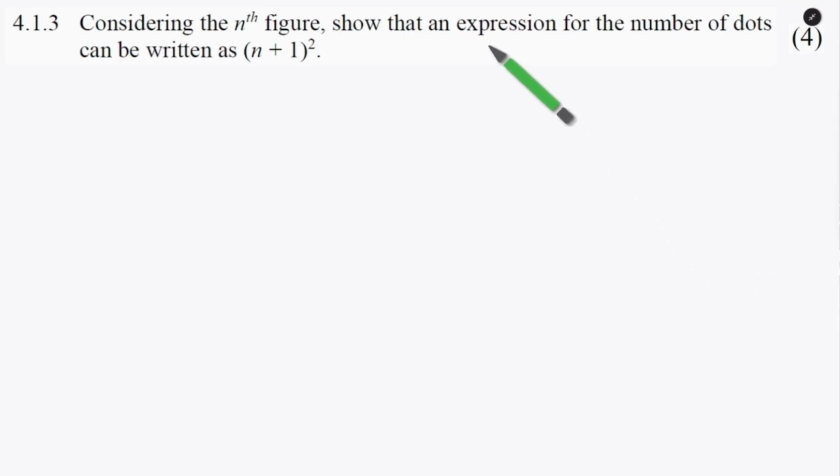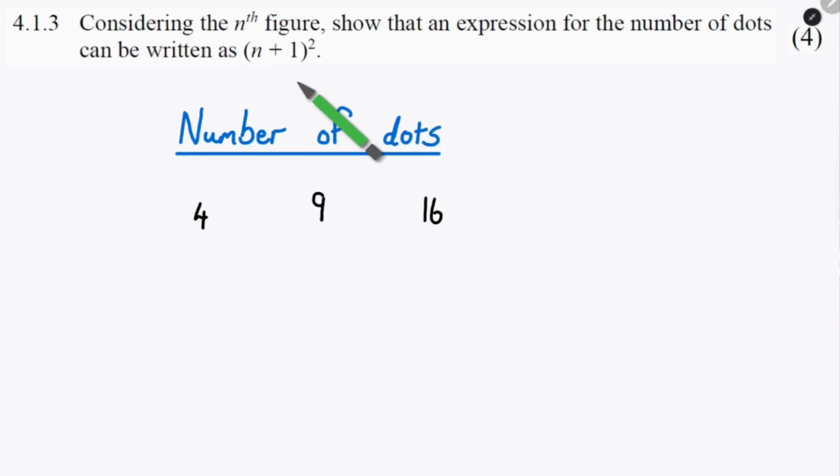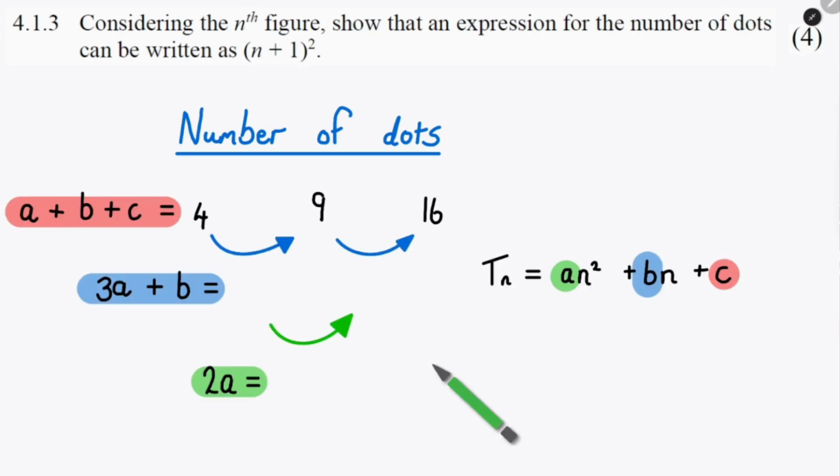Next up, we need to show that an expression for the number of dots can be written as n plus 1 squared, as we did kind of see in the last question. So to do this, we're going to need to grab our pattern. Remember, we're working with the number of dots. So we go to that number of dots pattern we had in the previous question. And to cope with quadratic sequences, you need to know 4 formulas off by heart. And these are those formulas.